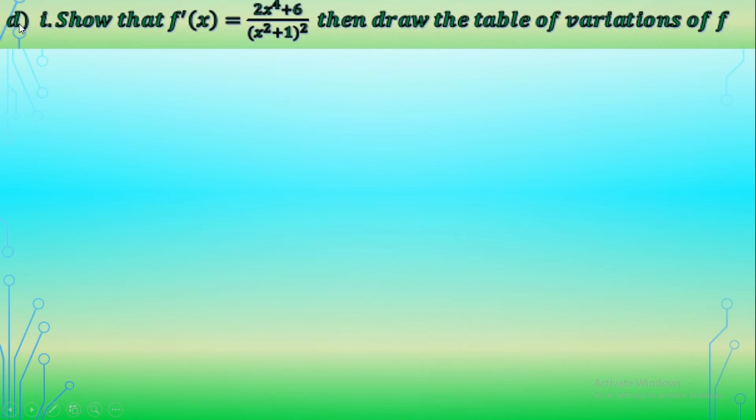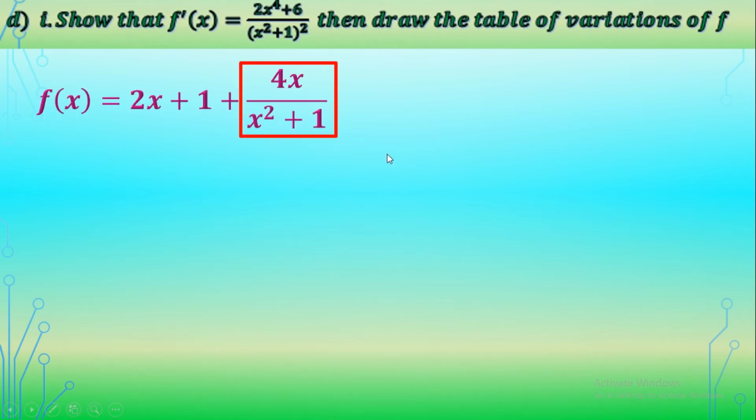Now in part D, we have the first part, we can say it, show that f prime of x is equal to 2x to the power 4 plus 6 over x squared plus 1 all squared. Then we need to draw the table of variations for the function f. Well, let's write first f of x. We have proved it. Now we need to calculate f prime of x.